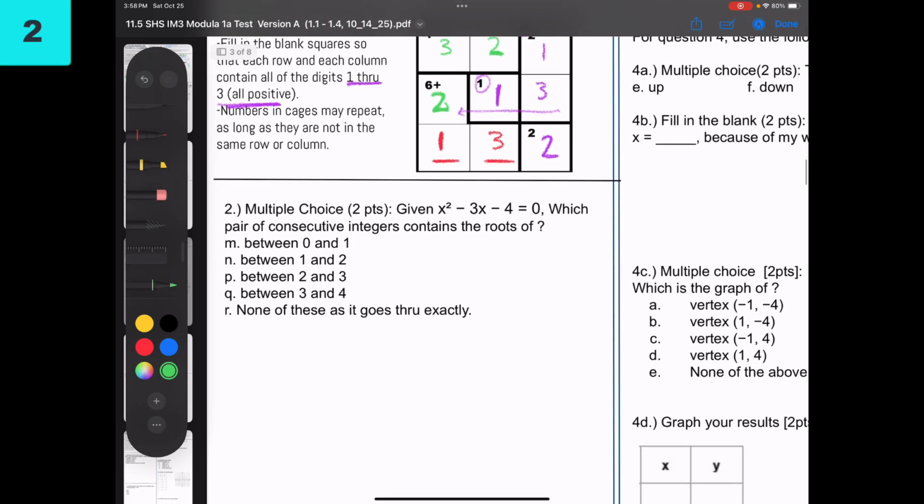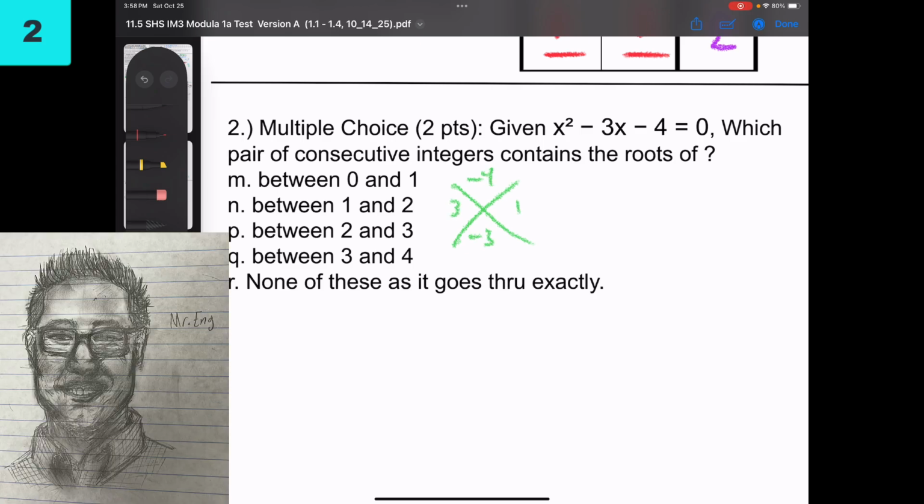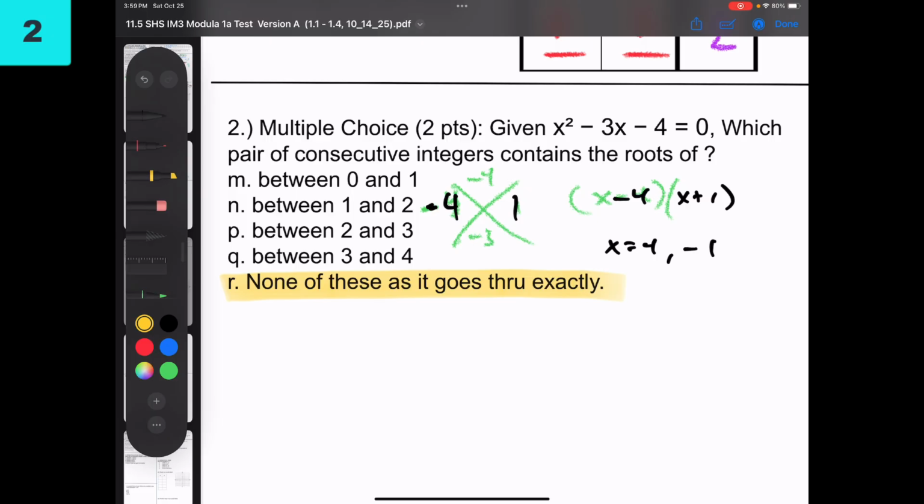Okay, question number 2. X squared minus 3x minus 4 equals 0. Which pair of consecutive integers contains the roots of? Now, some students factored and solved. That's fine. 4 and negative 4 and 1. Remember, the trick is A is 1. You just need that. And then x equals 4, x equals negative 1. And you'll realize these are just exacts.